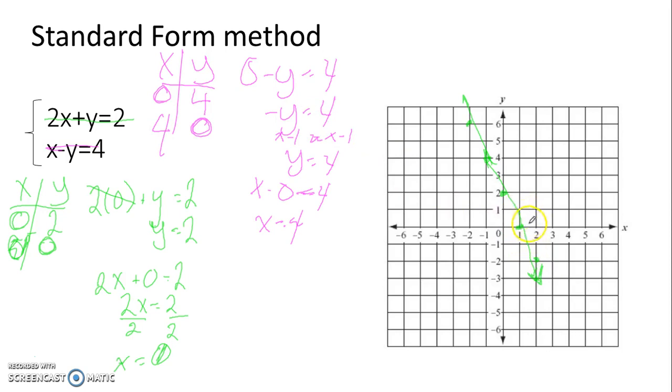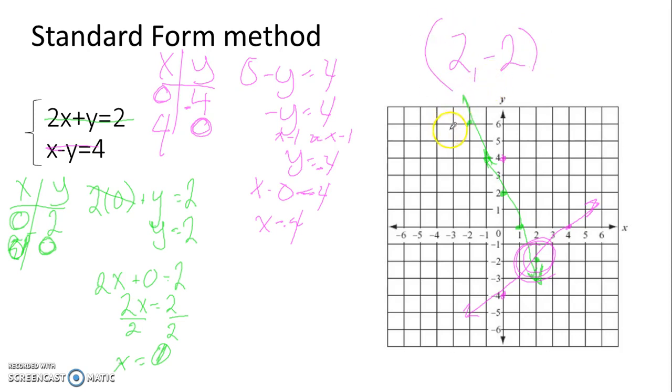Okay, so we're going to plot these points. So we go up 4 for the y-intercept. I'm sorry, negative 4. So it should be down. And then we have over 4 for that one. There we go. So when we connect our dots, we are seeing right there is where it connects. There's our intersection. So we see that it's at 2, negative 2.